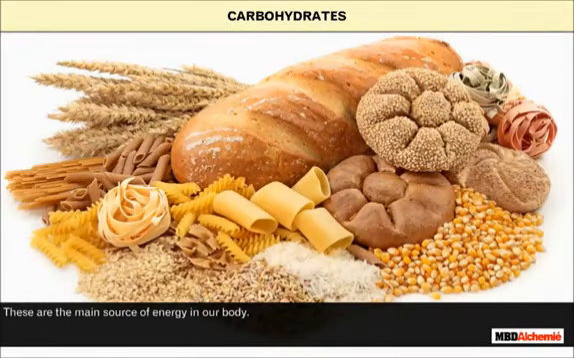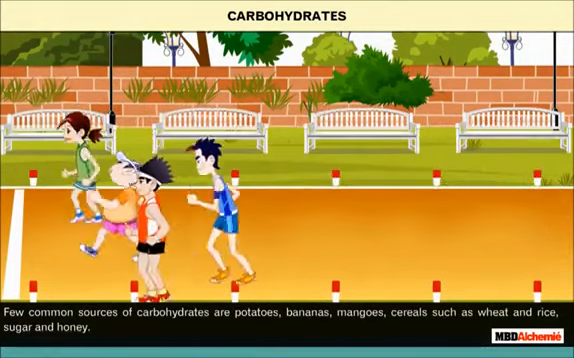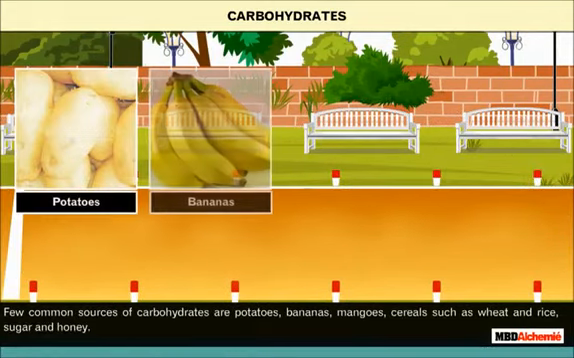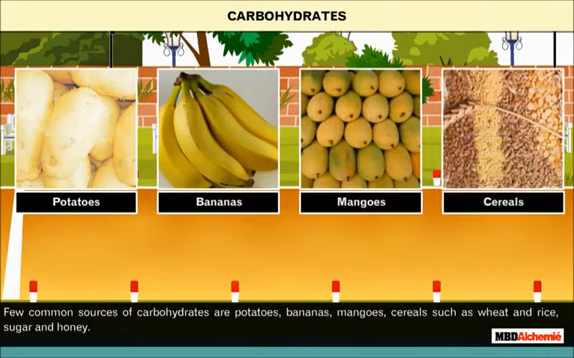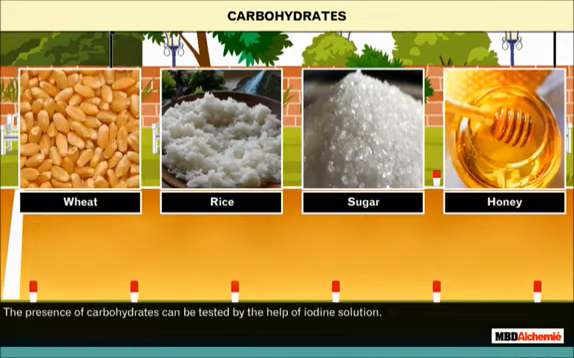Carbohydrates. These are the main sources of energy in our body. They are the most common component of our food. A few common sources of carbohydrates are potatoes, bananas, mangoes, cereals such as wheat and rice, sugar and honey. The presence of carbohydrates can be tested with the help of iodine solution.